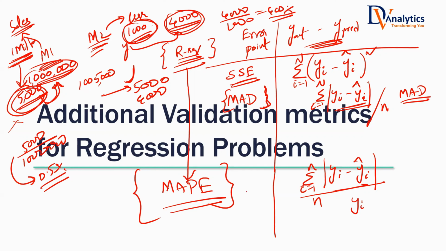Have you understood the concept of mean absolute percentage error? Instead of taking the actual error, you're taking the percentage of error. How do you take the percentage? By dividing it by the Y actual value. Now, when you're comparing two models, model M1 has a mean absolute percentage error of 10%. Model M2 has a mean absolute percentage error of 3%.